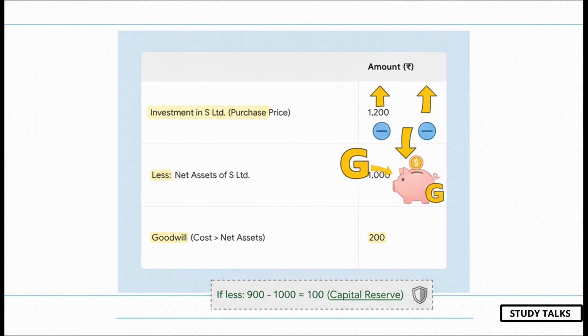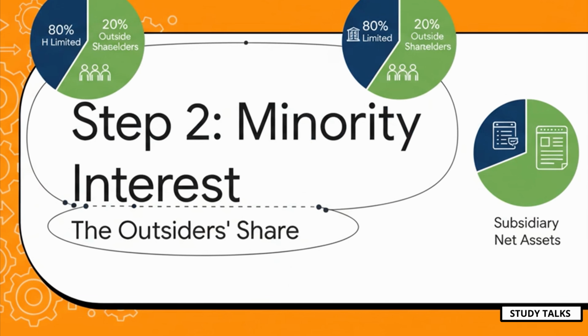Look how simple this is. Let's say the parent paid $1,200 for its share, but the book value of the net assets it got was only $1,000. Why would it pay extra? Well, that extra $200 is goodwill. It's for the brand, the reputation, something intangible. Now, what if it had paid only $900? Well, that would be a bargain, and that $100 difference would be a capital reserve. Okay, first working note done.